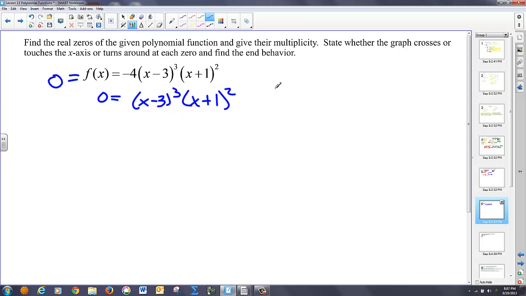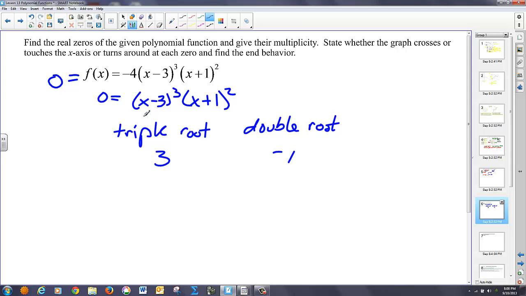Now notice the function of the squared and the cubes. This talks about the multiplicity. I'm going to get what's called a triple root of 3, and I'm going to get a double root of negative 1. Because if I were to write this 3 times, write that 2 times, set them all equal to 0, I get an answer of 3 three times, and I'd get an answer of negative 1 twice. Now this talks about their multiplicity. This has a multiplicity of 3, and this has a multiplicity of 2.